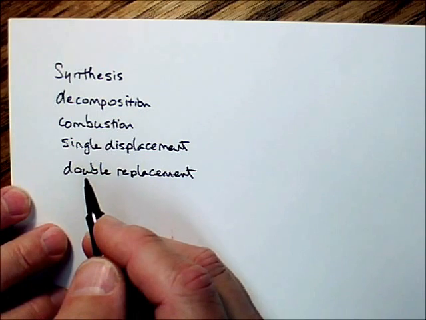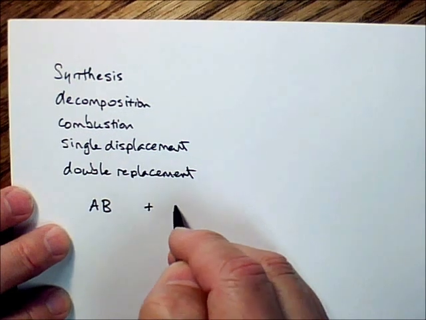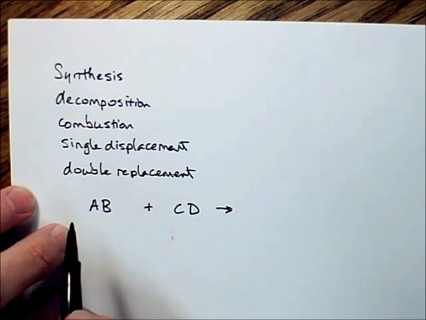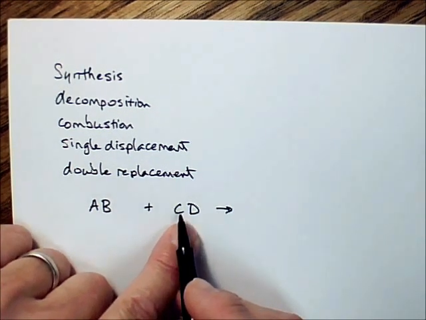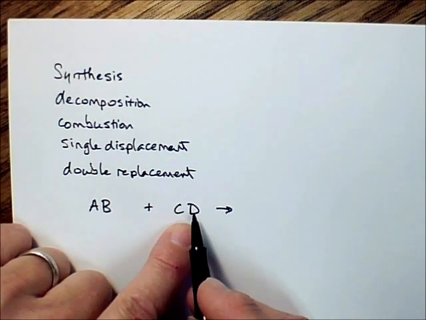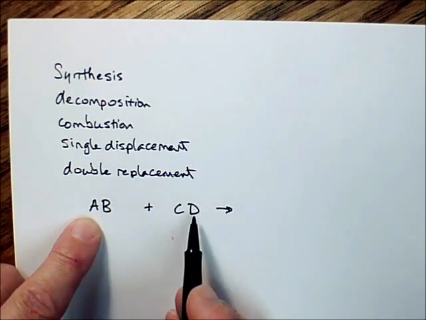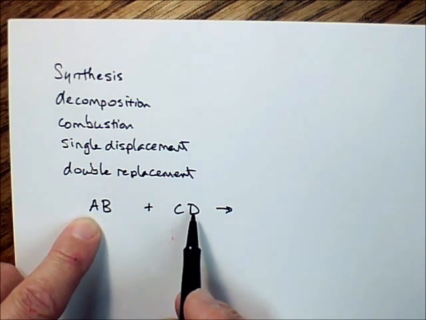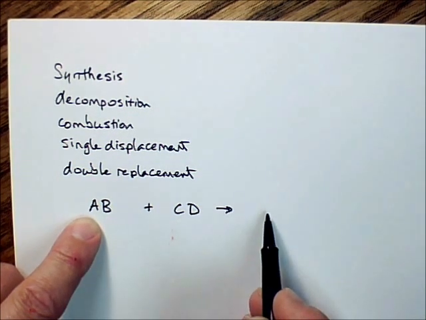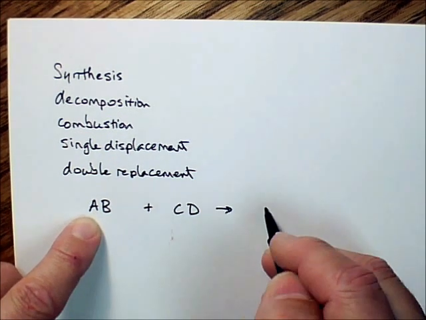So in a double replacement reaction, we're going to have two-part compounds. So AB represents the 2 parts of the first compound. CD represents the 2 parts of the second compound. A always joins up with D. The front part of the first compound always joins up with the back part of the second compound. The resulting compound always has A on the front. The front part always stays the front part.